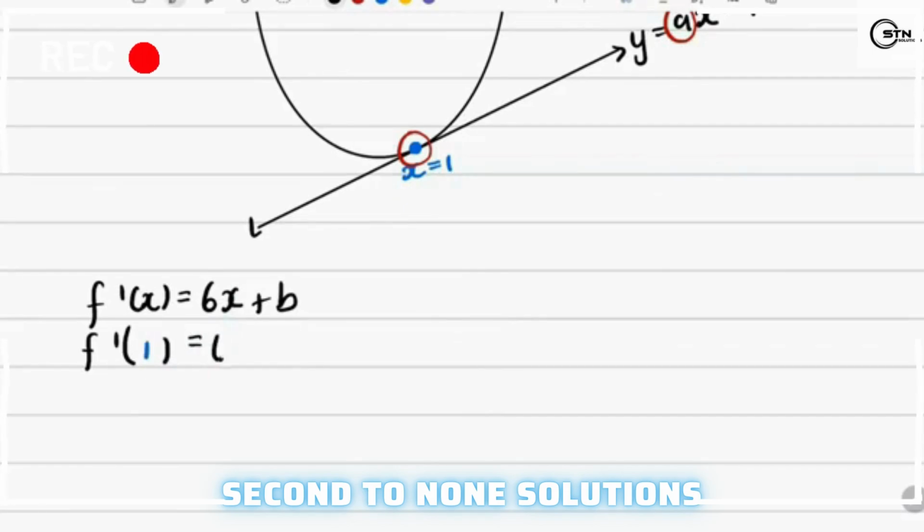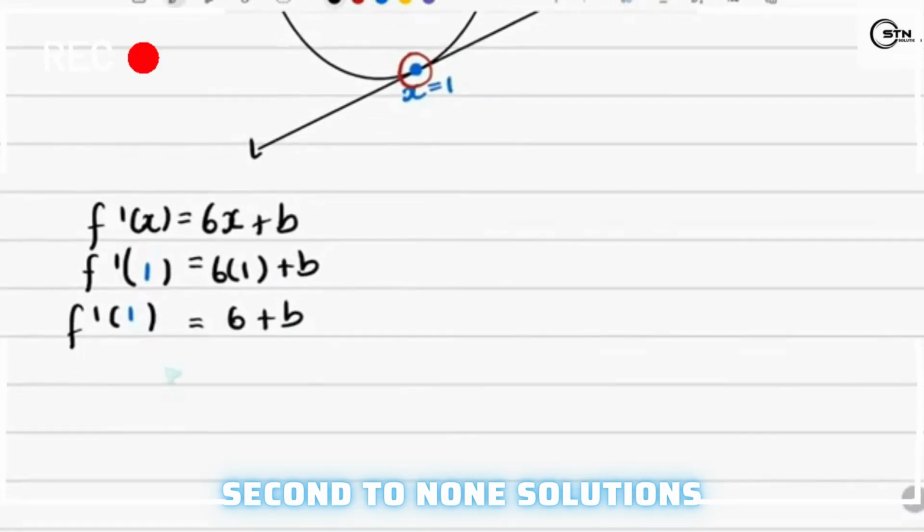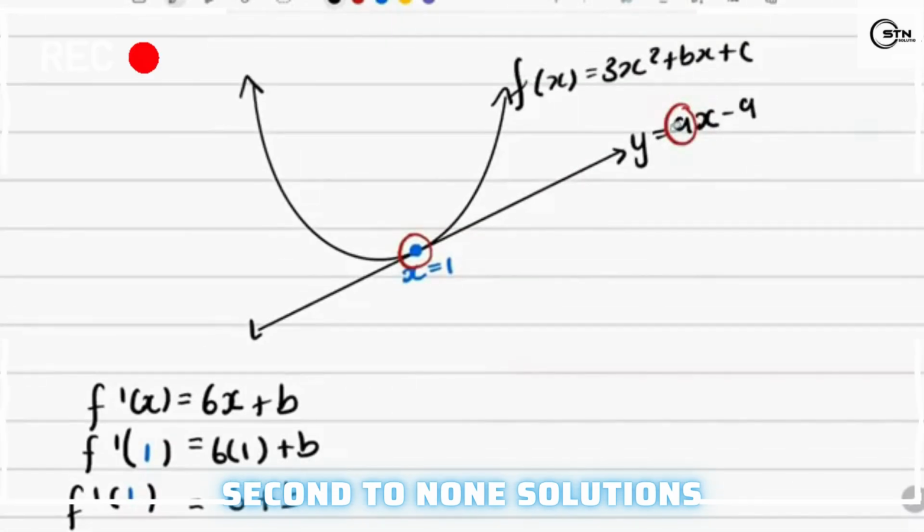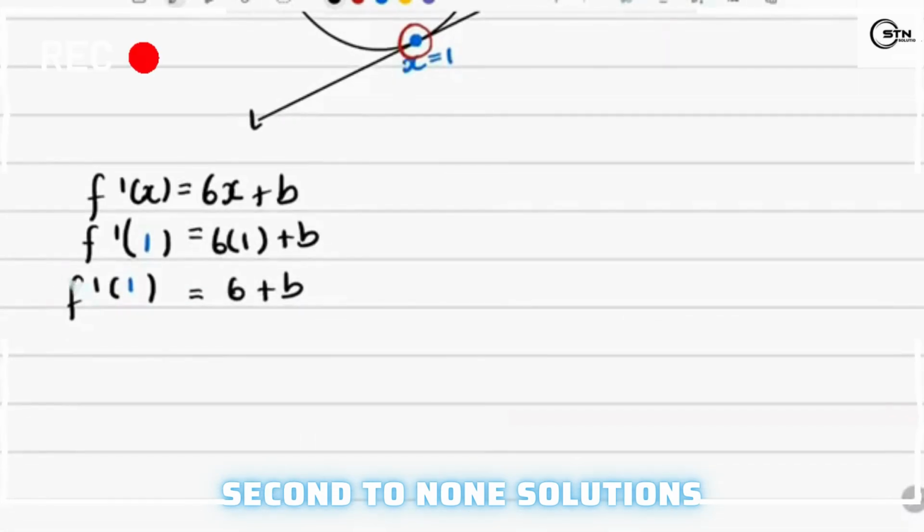So I'm going to substitute 1 into that. Substituting 1 into 6x plus b, you really just get 6 plus b. That's f prime of 1. Now we already know what the gradient is at this point. That gradient is 9. f prime of 1 is the gradient of f at the point where x is equal to 1, and I know that gradient is 9. So I'll rewrite that: 9 is equal to 6 plus b.